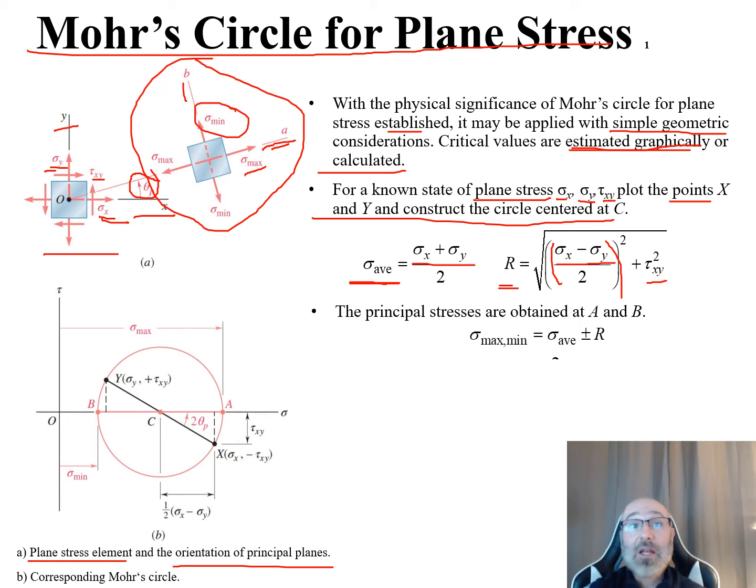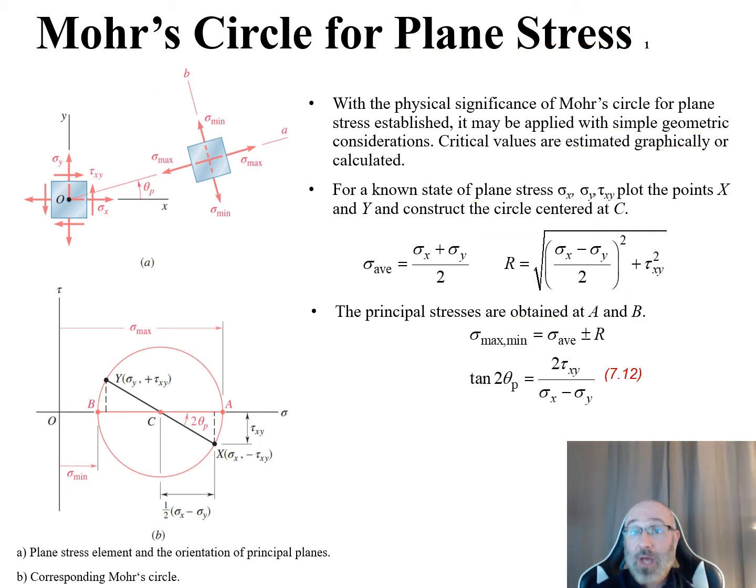Now we can obtain our principal stresses at A and B, which correspond to our sigma max and our sigma min. The distance from O to A is our sigma max, and the distance from O to B is our sigma min, and that's related by this equation. Our sigma max and our sigma min are equal to our sigma average plus or minus our R. So we have those two values up here. This is all from our sigma x, our sigma y, and our tau xy, so we can plug those all in to get our values for sigma max and sigma min.